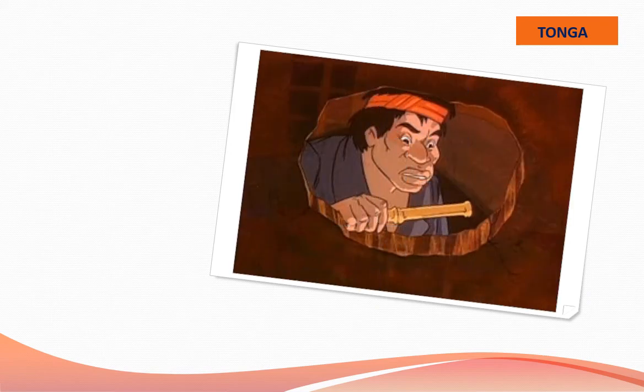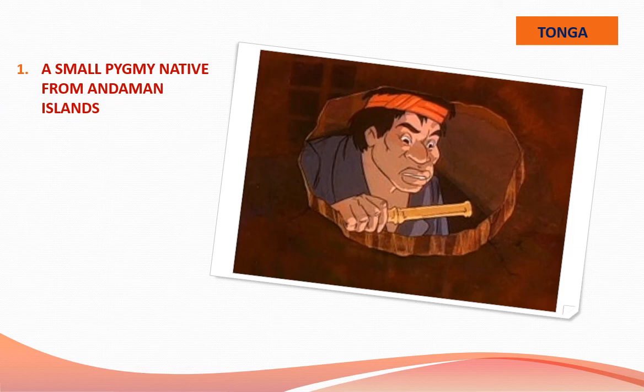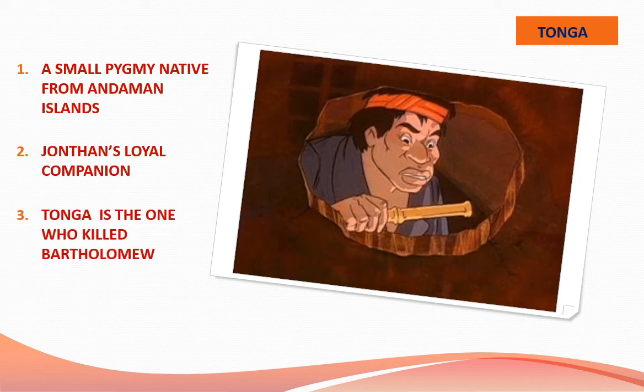The next is Tonga. Tonga is an Andaman Islander who is absolutely devoted to Small. Small nursed Tonga back to health when Tonga was ill. He helped Small escape and break into Sholto's house. Tonga is the one who killed Bartholomew. He is now considered to be a rather racist character, with Doyle describing him as animalistic and savage. This reflects the Eurocentric mindset of Doyle's time.